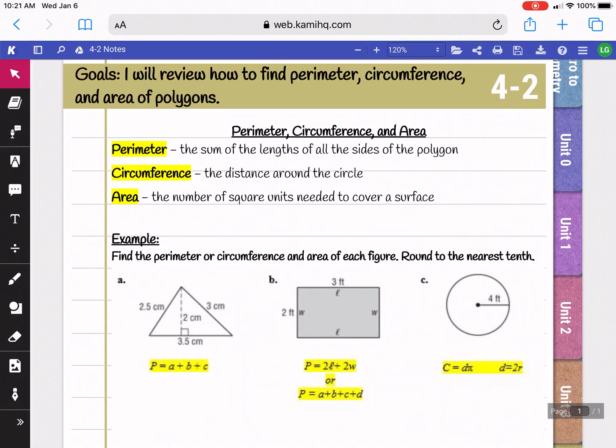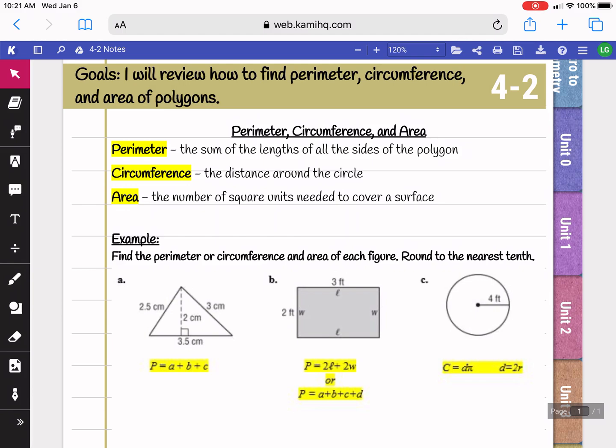In Unit 4.2, we're going to review how to find perimeter, circumference, and area of polygons. This is something we talked about in Unit 1, but we're going back to it since Unit 4 continues with polygons. So remember, perimeter is the sum of the lengths of all the sides. Circumference is distance around a circle, and area is the number of square units needed to cover a surface.